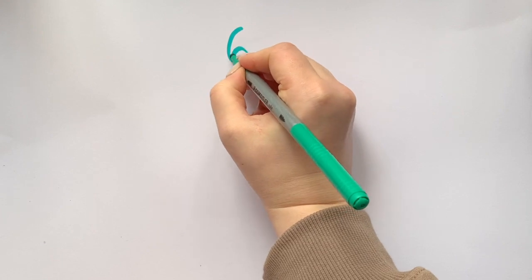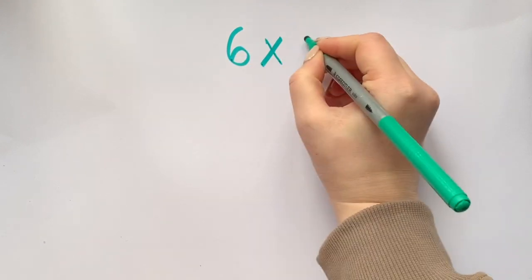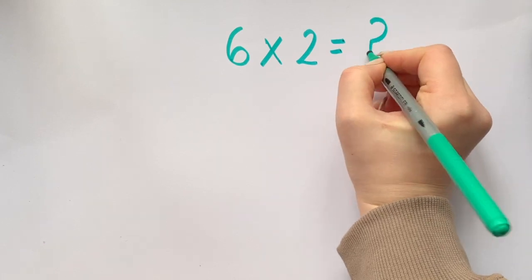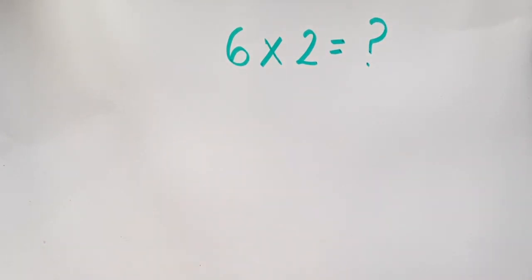Today we're going to have a look at how we would work it out just using our fingers or in our head. Have a look at this number sentence. 6 times 2 equals... I'm not sure how to work it out. Pause the video and see what you think.